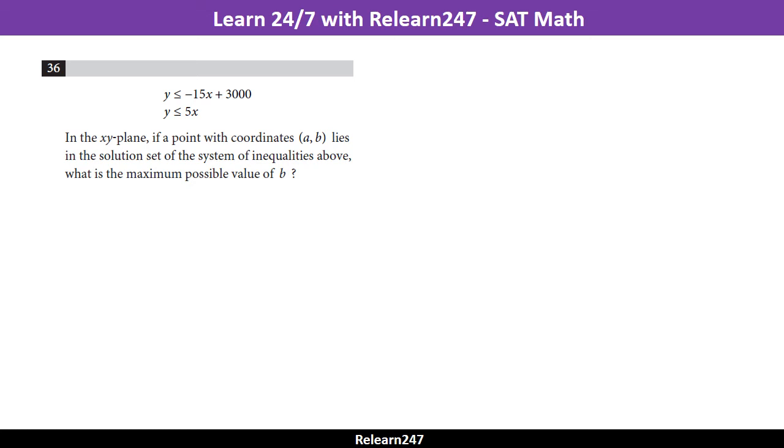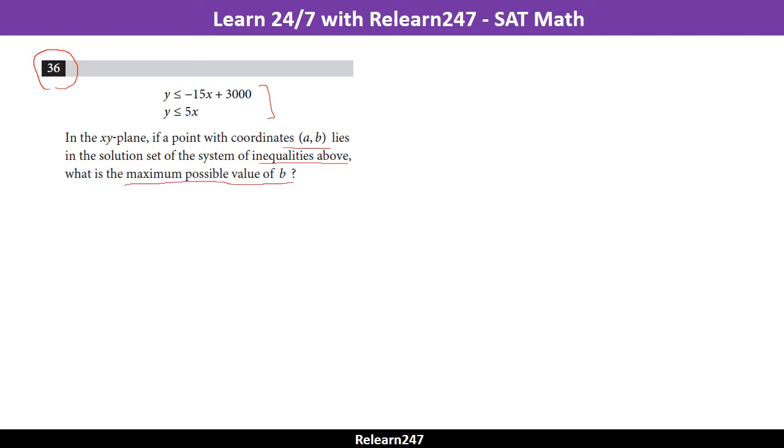Hi friends, so today we are going to solve question number 36 from SAT practice test 3. Let's read the question. In the xy plane, if a point with coordinates A, B lies in the solution set of the system of inequalities above. So this is the system of inequalities, and what we need to find is the maximum possible value of B.